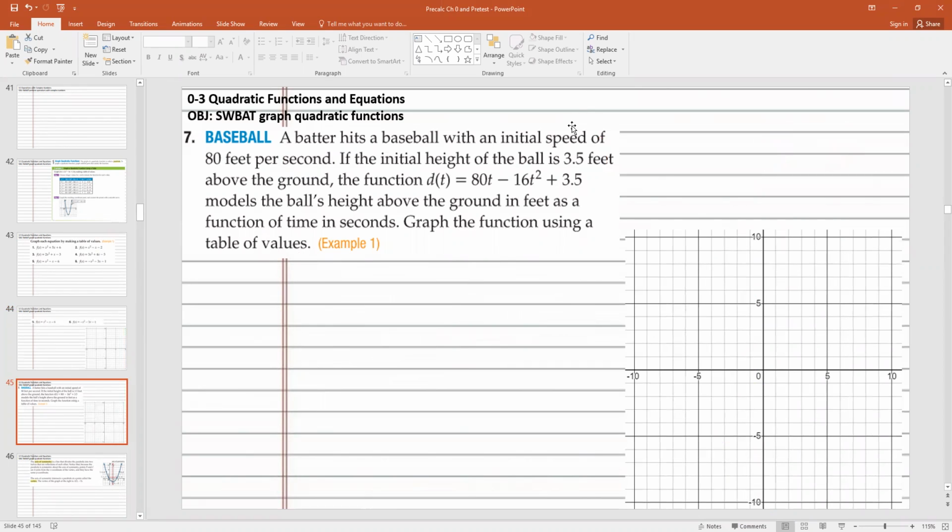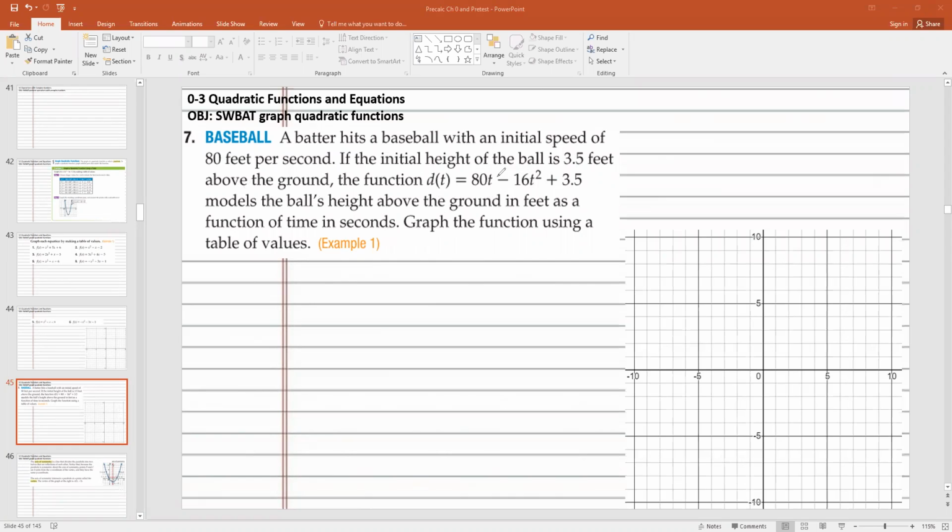All right. Now here it says a batter hits a baseball with an initial speed of 80 feet per second. If the initial height of the ball is 3.5 feet above the ground, the function 80t minus 16t squared plus 3.5 models the ball's height above the ground in feet as a function of time in seconds. Graph the function using a table of values. Okay, that's where this constant comes in.